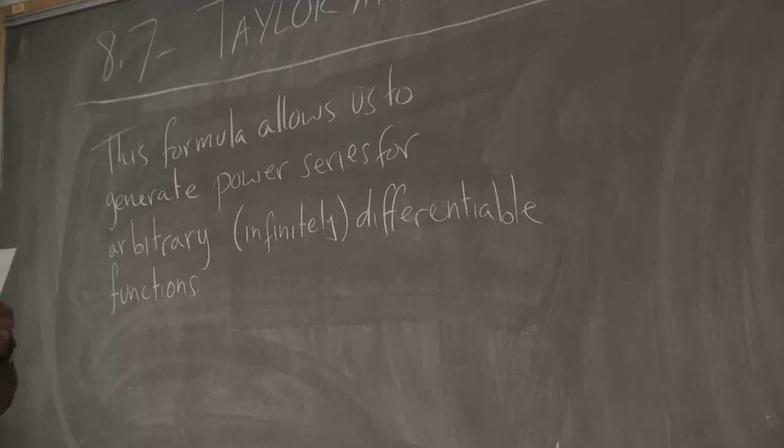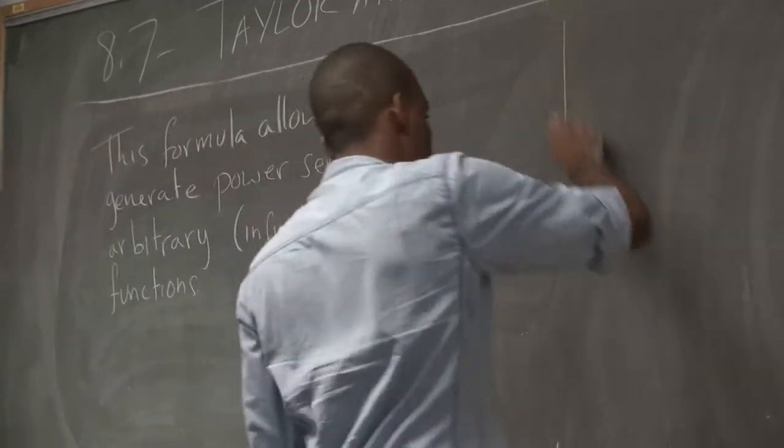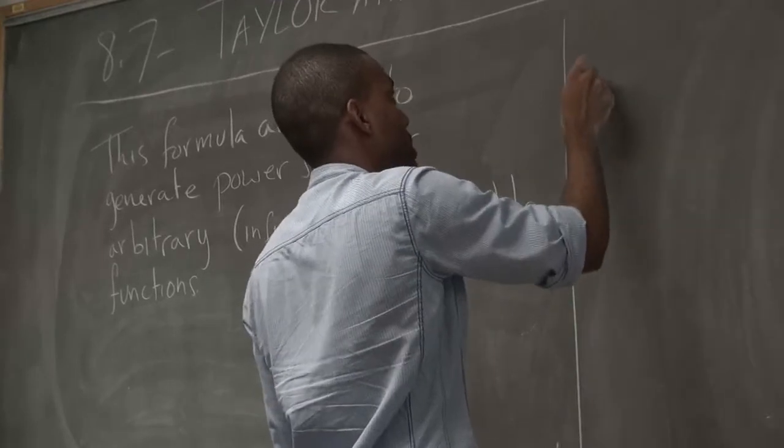So I mentioned earlier the power series that gave us e to the x, so let's actually prove that the sum from 0 to infinity of x to the n over n factorial actually gives us e to the x. That's an easy one, so I'm going to show that first.